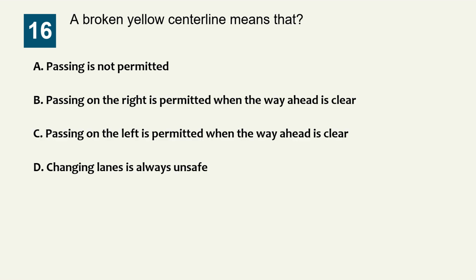Question 16. A broken yellow center line means that Option A. Passing is not permitted. Option B. Passing on the right is permitted when the way ahead is clear. Option C. Passing on the left is permitted when the way ahead is clear. Option D. Changing lanes is always unsafe.